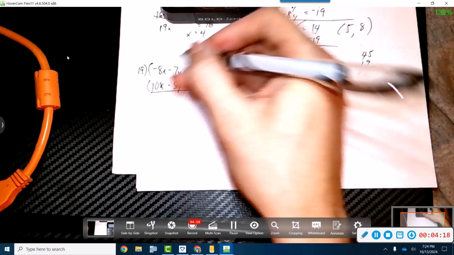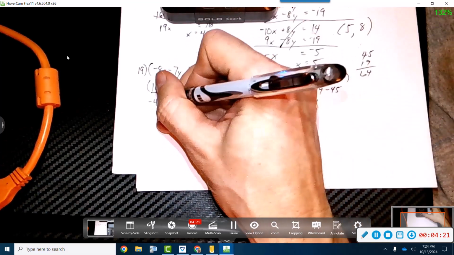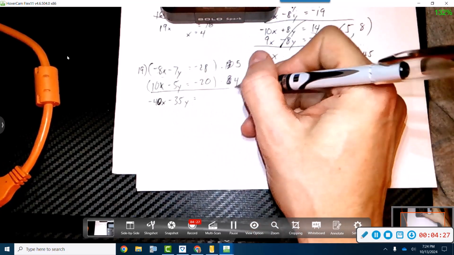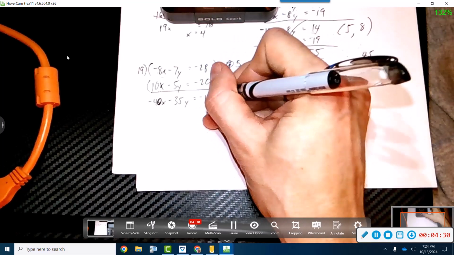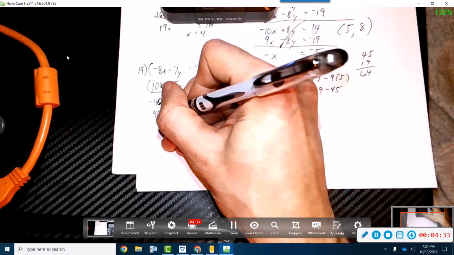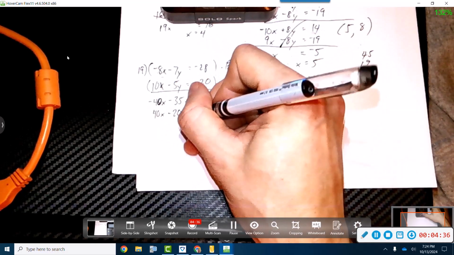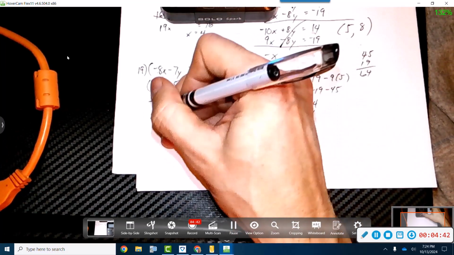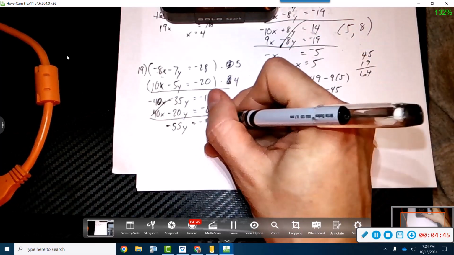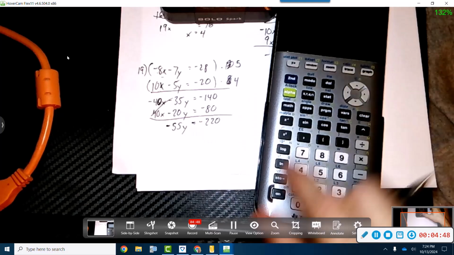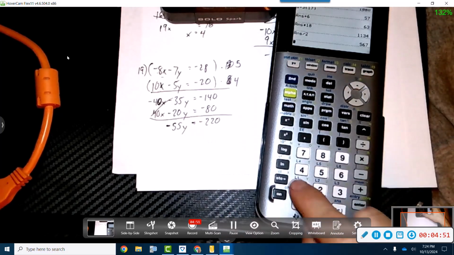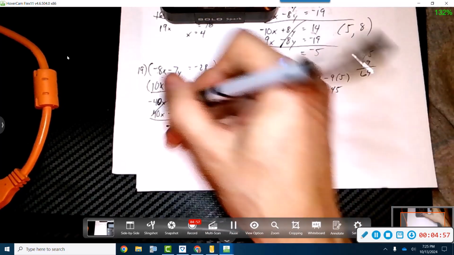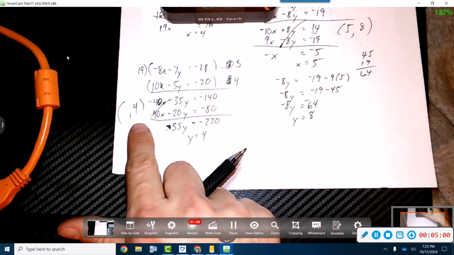So if I multiply the top line by 5, that'll be 40x minus 35y. And then this will be 40, carry the 4, negative 140. And then this will become 40x. Then this will become negative 20. And then that will become negative 80. This becomes negative 55y as those cancel out. And now I've got negative 220. So what is 220 divided by 55? I guess it's 4. Yes, so y is 4. Good, there's half my answer. The y coordinate is 4.